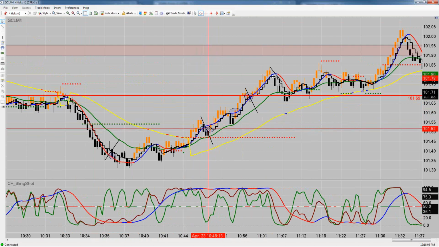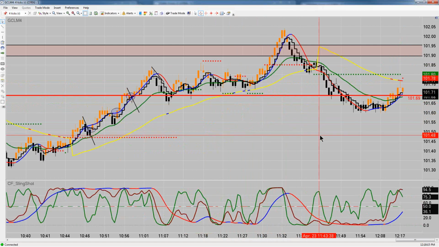On the way back up, there were a couple of opportunities to trade it. There was one right here, close above the trend line, another one above the trend line here, and another one above the trend line there. I missed all three of those. All three of them were nice winning trades.